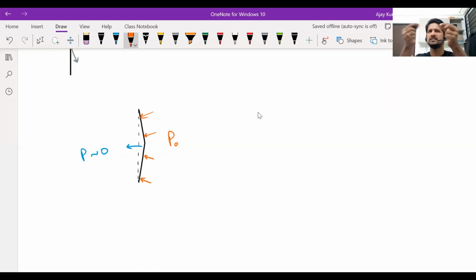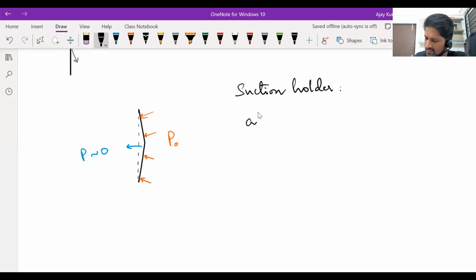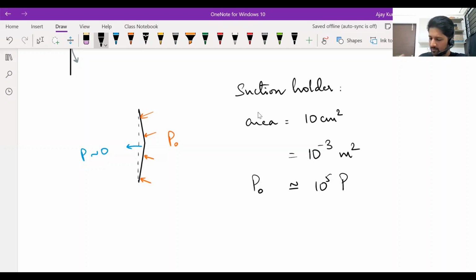Okay. Now see the suction holder, how much could its area be? Let's say 3 centimeters by 3 centimeters. So 9 centimeters square. For convenience, let's assume 10 centimeters square. So that suction holder, once it is pressed against the wall: centimeter is 10 power minus 2 meters, square, 10 power minus 4. So effectively it is 10 power minus 3 meters square. Now we know atmospheric pressure is a huge amount of pressure, approximately 10 power 5 pascals.